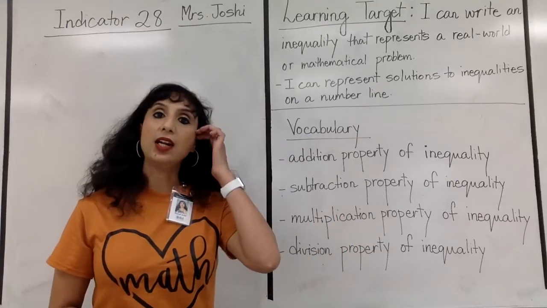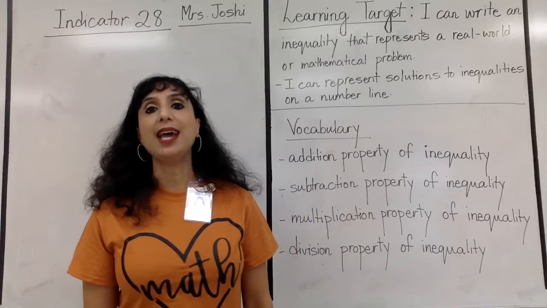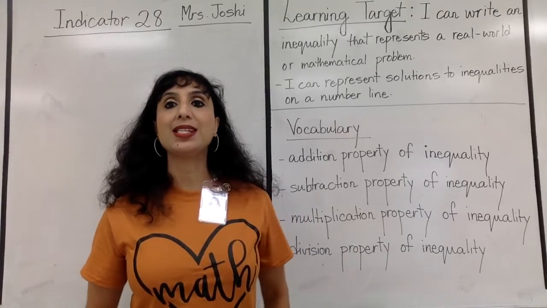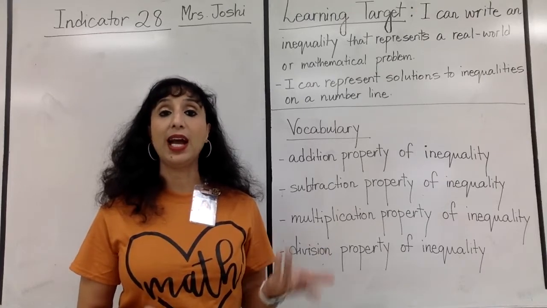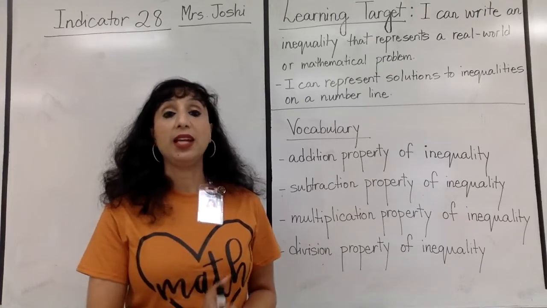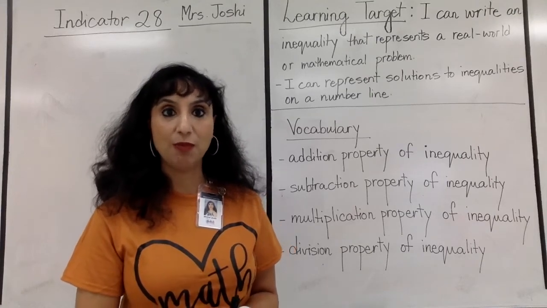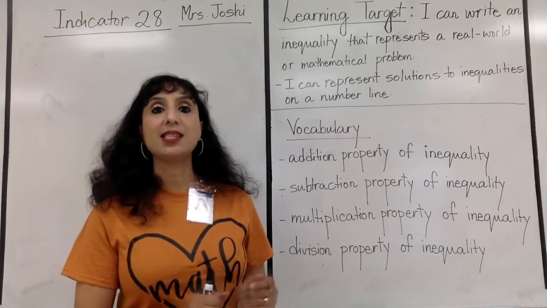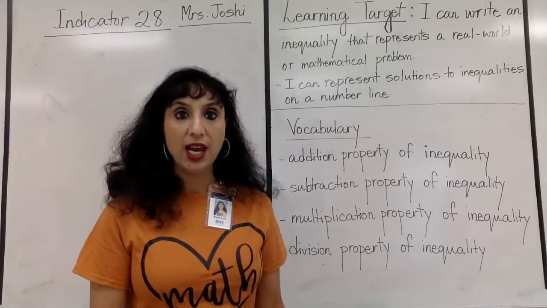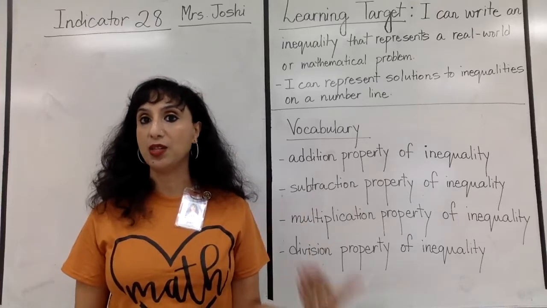So again, our learning target, of course, is the same because it's the same indicator. I can write an inequality that represents a real world or mathematical problem. Like I had told you before, the airplane can carry at most 500 passengers, so maximum 500. Okay, so the inequality would be x is less than or equal to 500, and then you solve it and you graph it. Okay, so that's what we had done in part one.